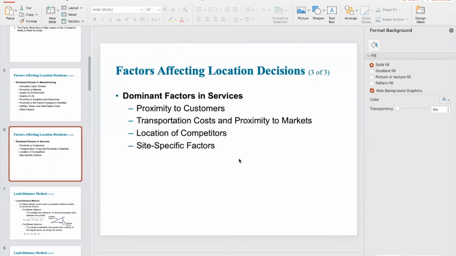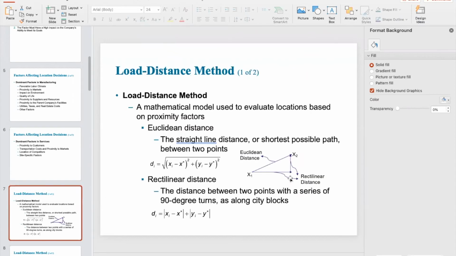Now, after we get a solid understanding of those key factors within manufacturing or service type companies when they make their location decision, we will start to talk about a few different quantitative methods that are frequently used in supply chain logistics network questions. The first method is called the load distance method. In this method, we use this technique to minimize the overall transportation distance, or correspondingly the overall transportation cost. Let me give you a quick example.